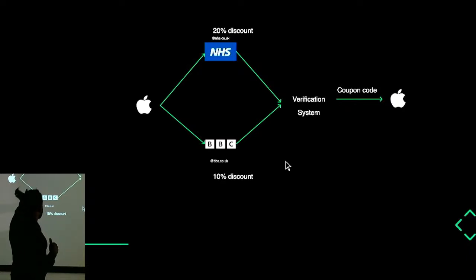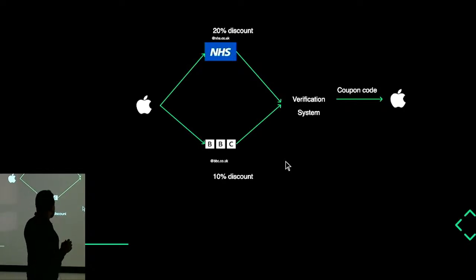once the agreement is signed, either Apple or NHS would send an email blast, or provide an internal newsletter saying, as an NHS employee, you have 20% discount on Apple iPhone. Please use the link to redeem your discount. And then they reach us. So that's where we enter. That verification system is us.